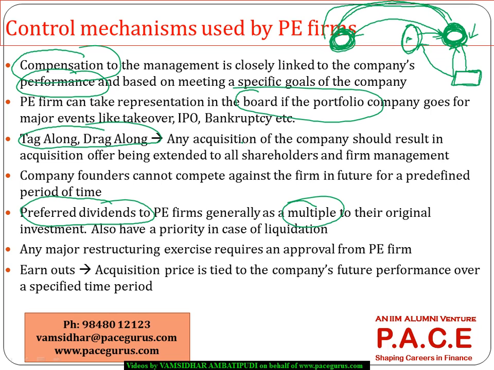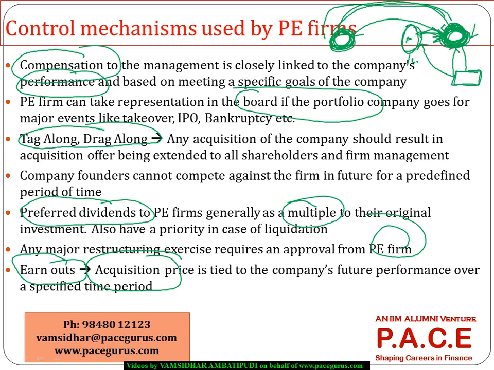That's also one more way they control the operations of the firm. For any major restructuring exercise, because the PE firm takes representation on the board, it needs approval from the PE firm. And this is an interesting aspect, the earnouts. Whatever the acquisition price the PE firm is paying for investment in this portfolio company, it is tied to the future performance over a specific period.